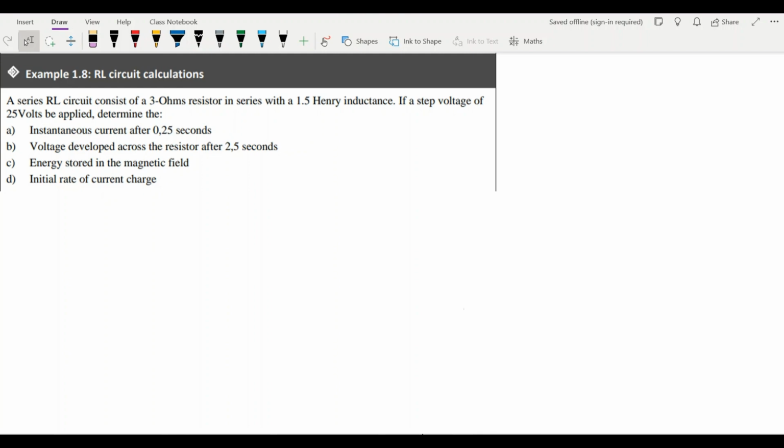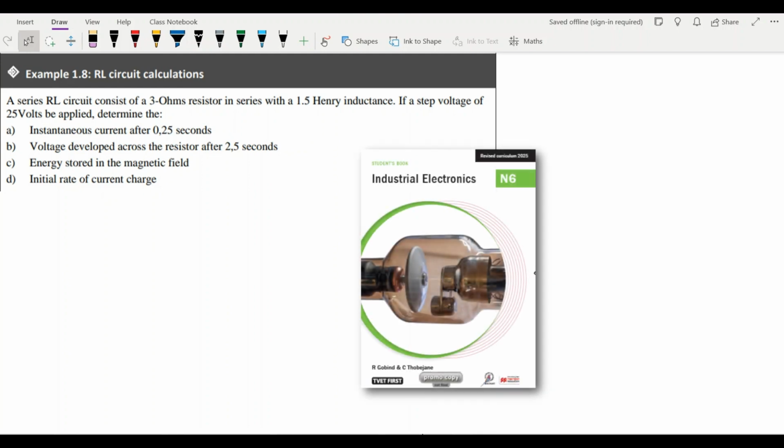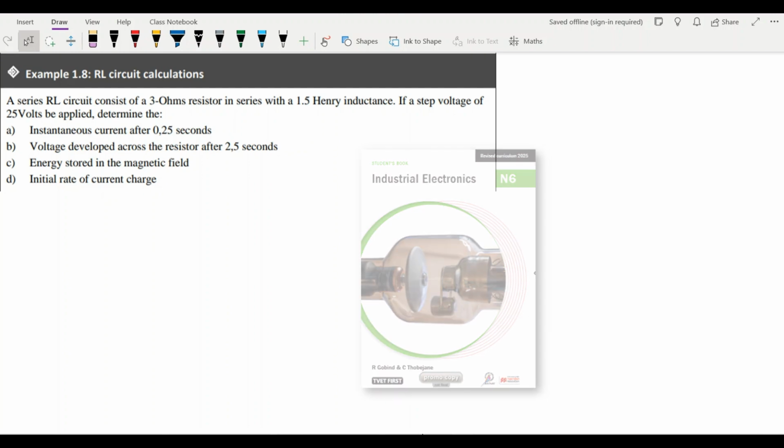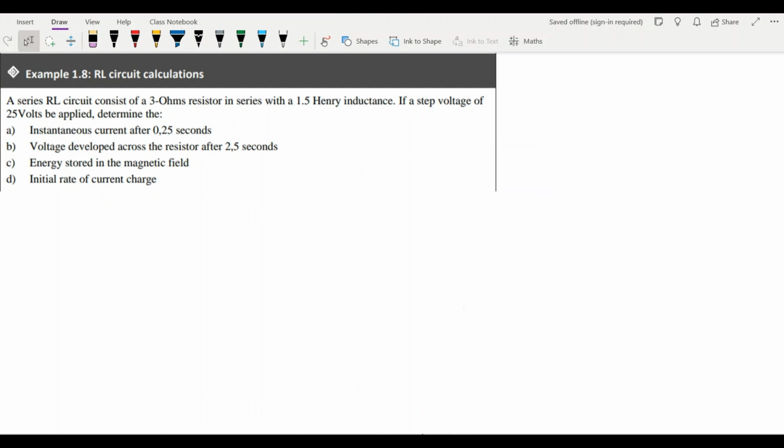I want to believe that you've already studied enough and understood what is meant by an RC circuit, its characteristic curves, its operating principle, and its circuitry, alongside its application. Today, we'll be looking at example 1.8 extracted from the TVET First textbook by Macmillan and Chopin Publishers. The question reads as follows.